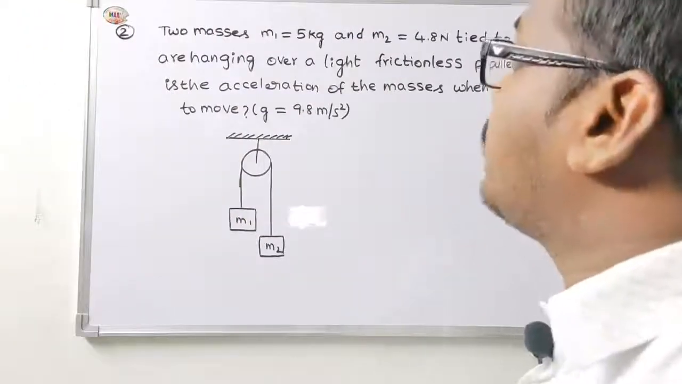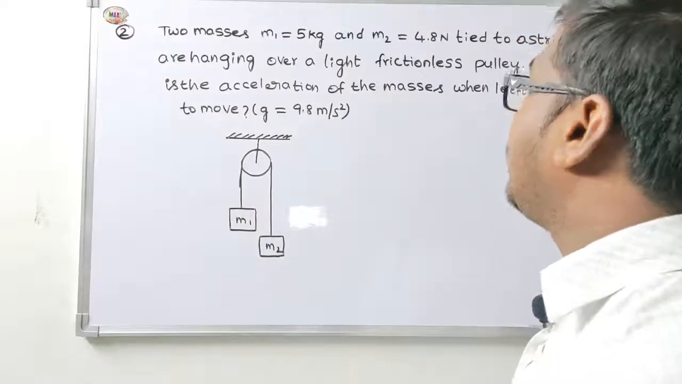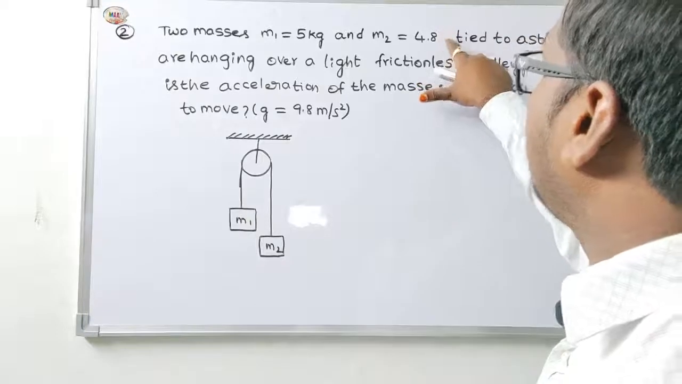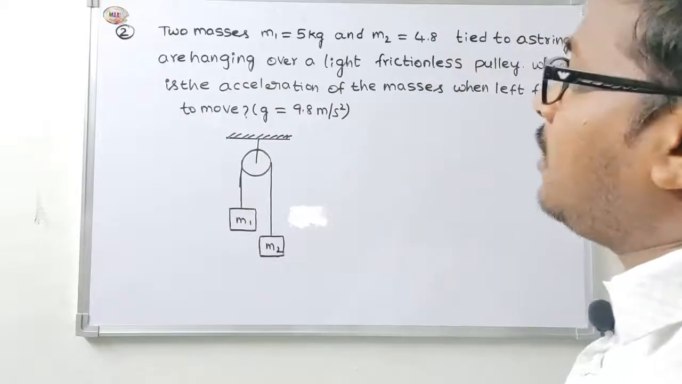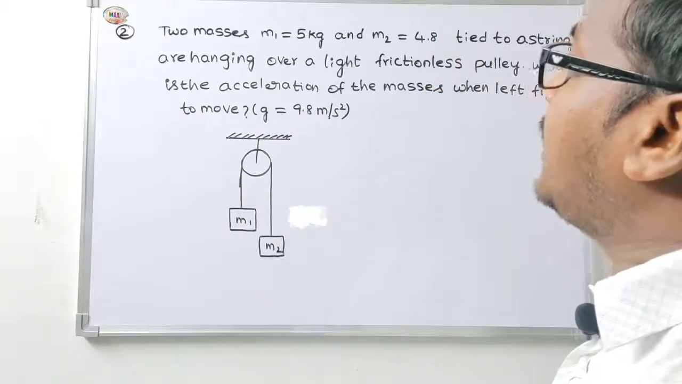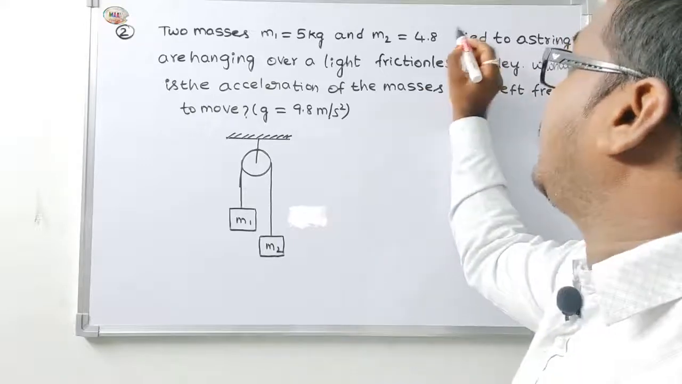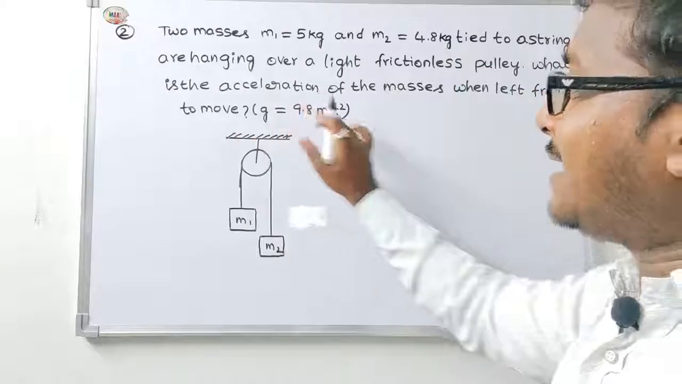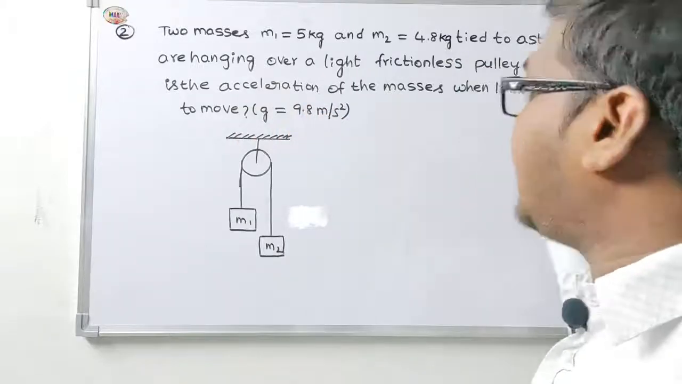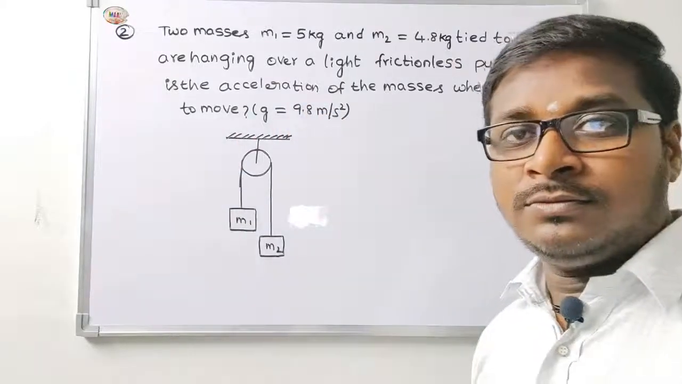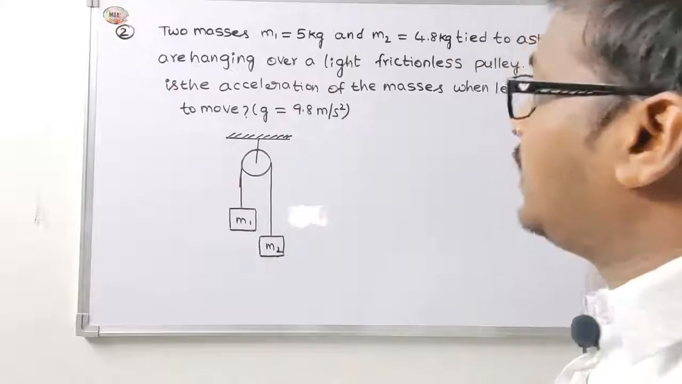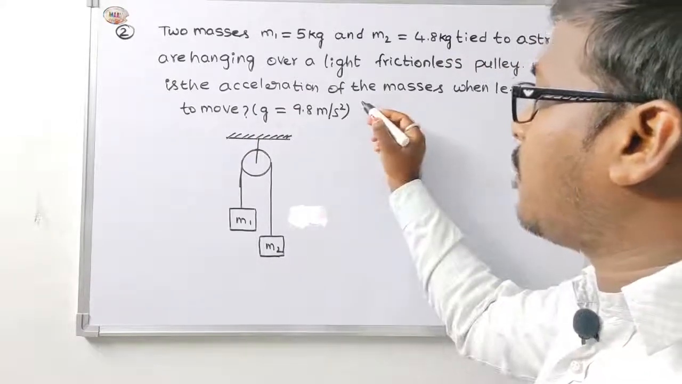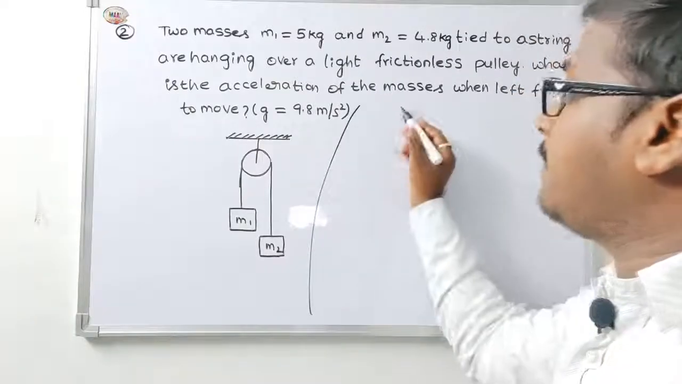Two masses, M1 equal to 5 kg and M2 equal to 4.8 kg, are tied to a string hanging over a light frictionless pulley. What is the acceleration of the masses when left free to move? Take g equal to 9.8 meter per second square. This is the pulley problem. It's a very simple problem.